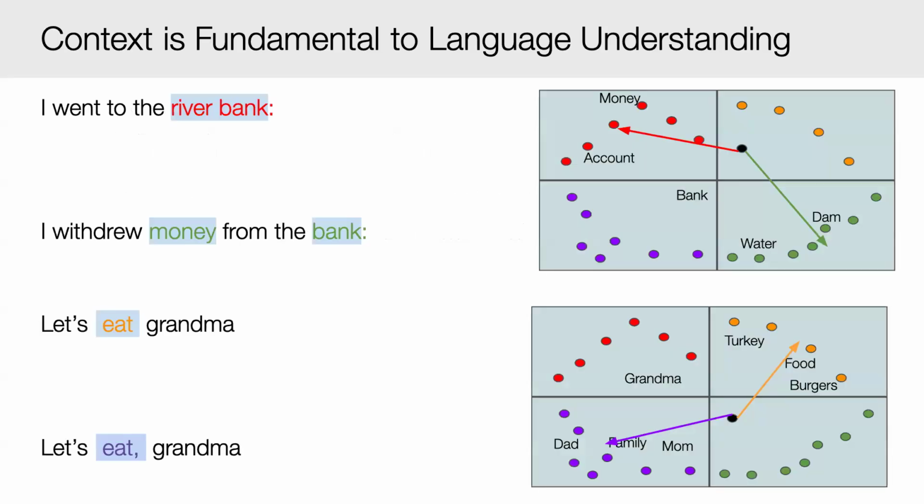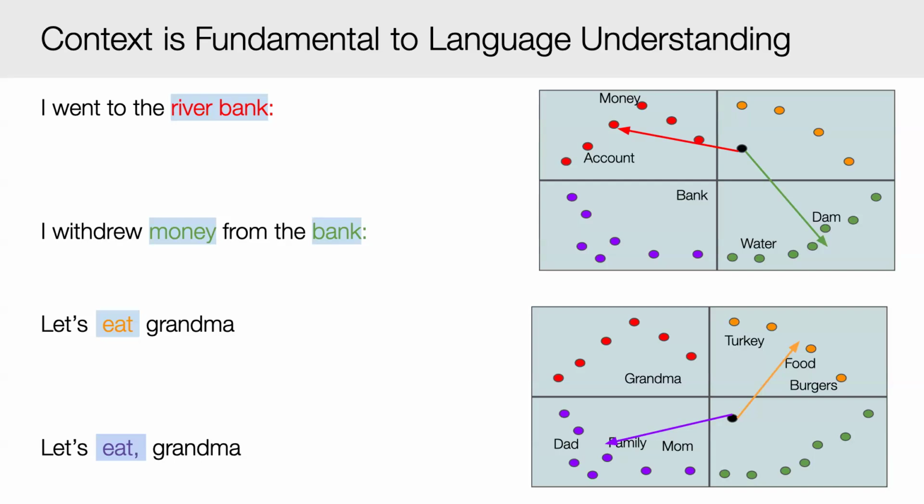Let's take the example, I went to the river bank. Well, this is our embedding space. We talked about how this looks last time, right? We want bank to be closer to words like water, dam, words that signify the meaning behind river bank. But we don't want bank to be close to words like money or account or dollars. Unless we say a sentence like I withdrew money from the bank, in which case we want the red arrow, not the green. In this case, context matters. We need to know about the existence of the word money to understand where the embedding for bank goes.